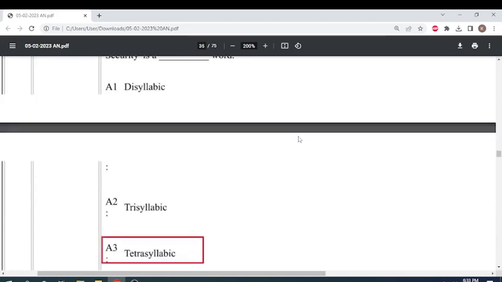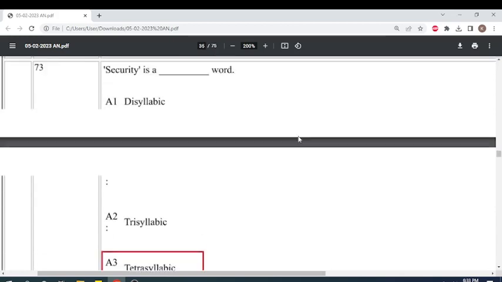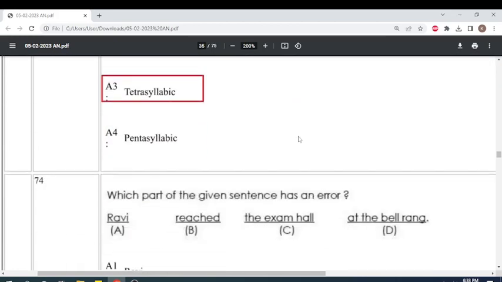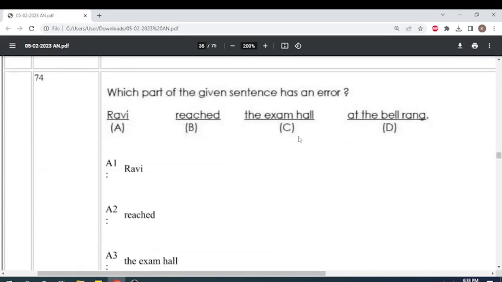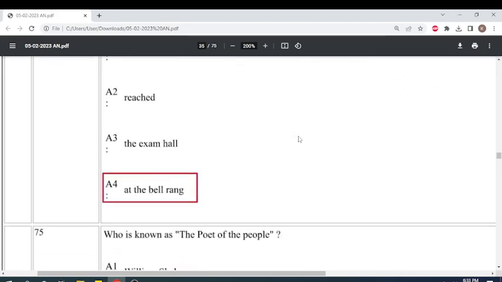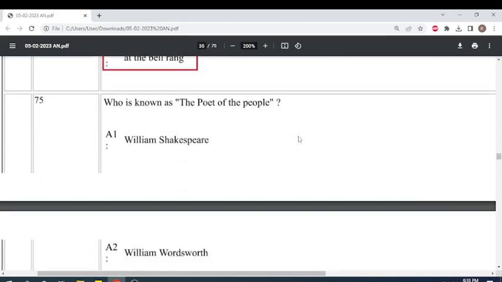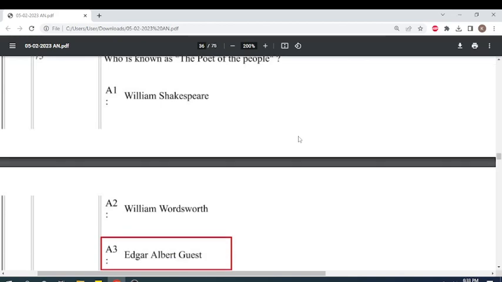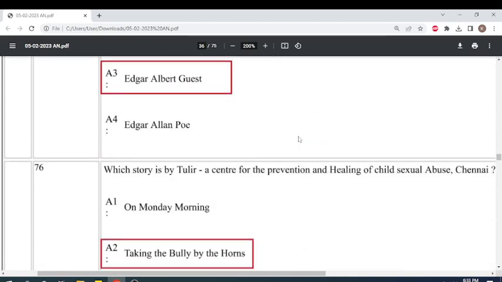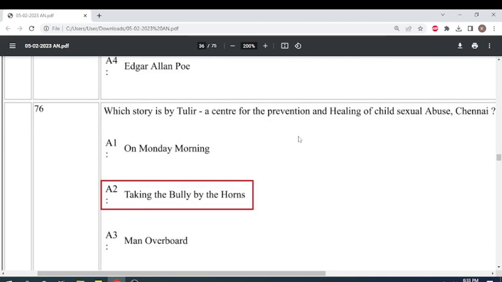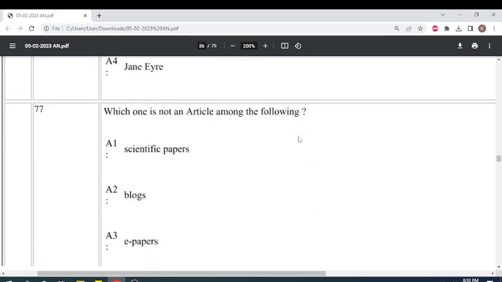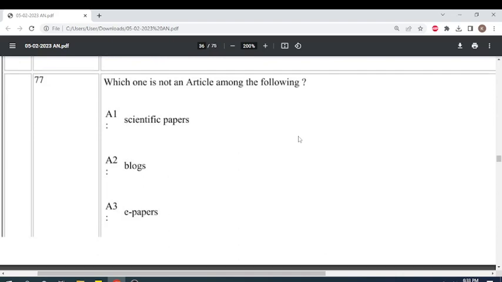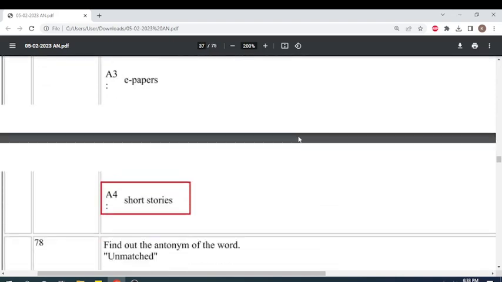73 question answer A3. 74 question answer A4. 75 question answer A3. 76 question answer A2. 77 question answer A4.